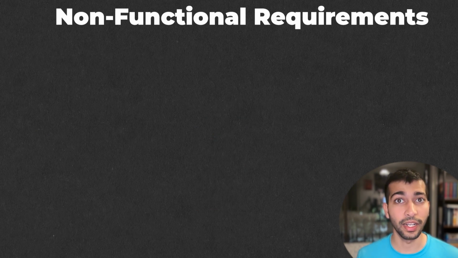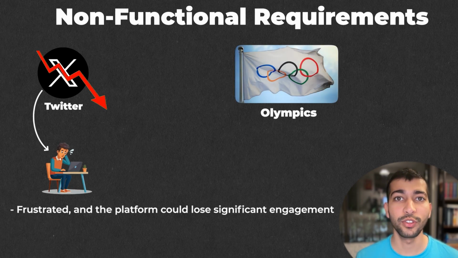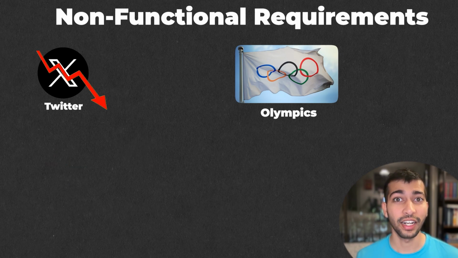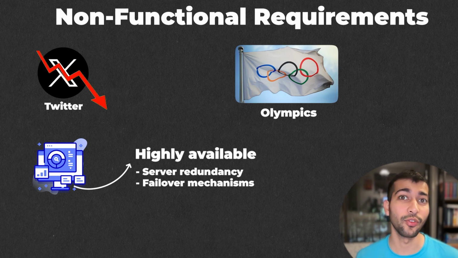So for example, imagine Twitter's search going down during a major event like the Olympics. Users would be frustrated and the platform could lose significant engagement. To prevent this, we need to ensure that our system is highly available. And we can do so by techniques like server redundancy and failover mechanisms. We don't need to dive too deep into that, but that's the overall feel for this one.